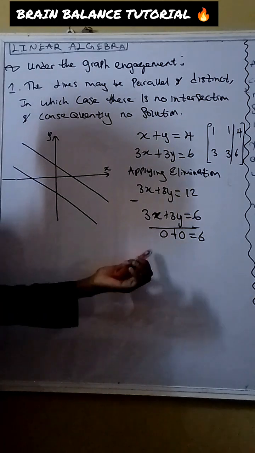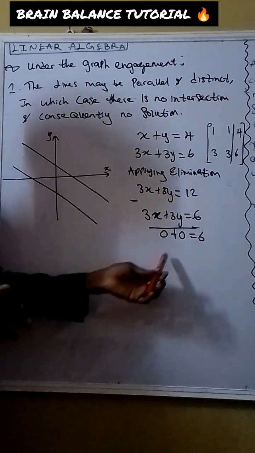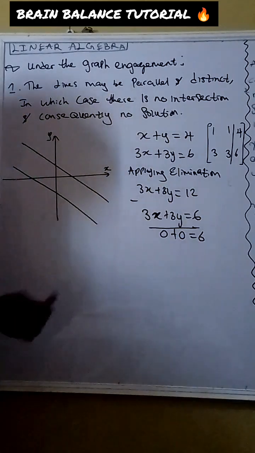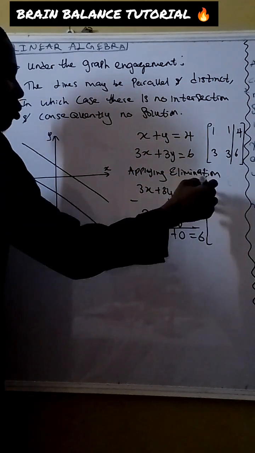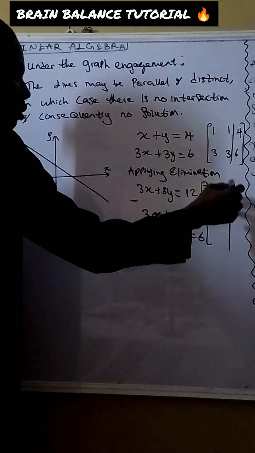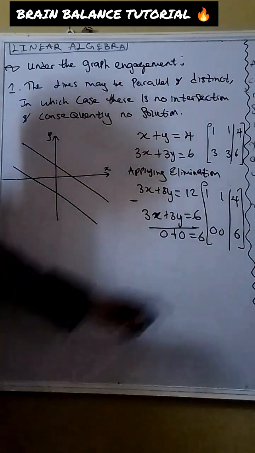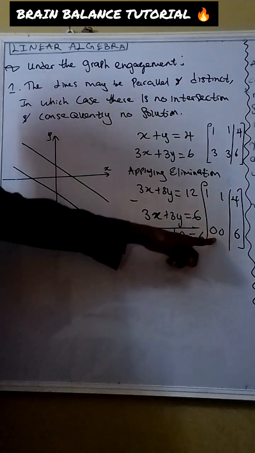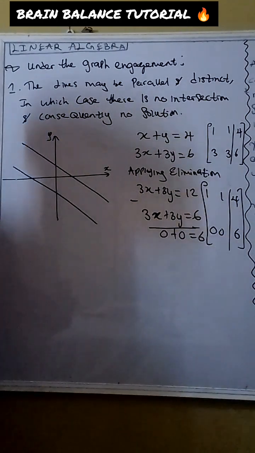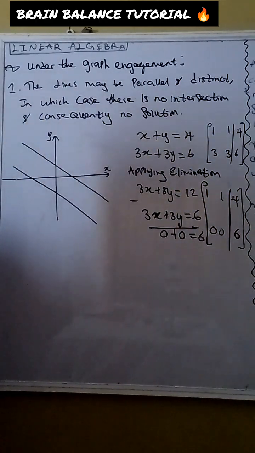Whenever you see something like this in any augmented matrix, and they ask you what kind of solution this is, in that point you have a no solution. So I could write it like this: 1, 4, then I have 0, 0, 6. The moment the coefficients of the matrix are 0 and you have a constant value in the last part, that kind of matrix we call a no solution matrix. Are we clear? So that is the first part.